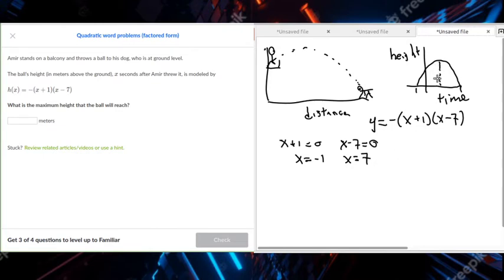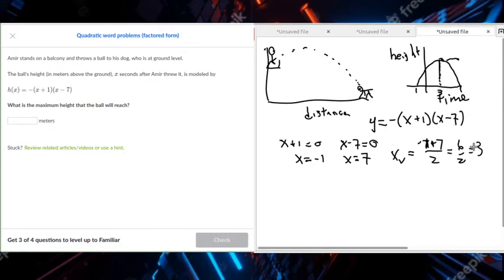We're not actually interested in those, but we want to find the midpoint. We want to find the vertex, so that's in the middle there. So the x for the vertex is negative 1 plus 7 over 2, which is equal to 6 over 2, which is equal to 3. So this is at 3. It's at 3 seconds, but it doesn't ask us what time. It asks us how high. What is the maximum height?